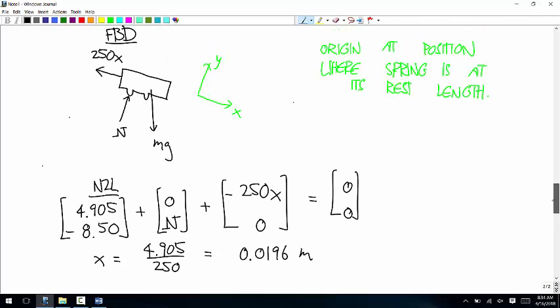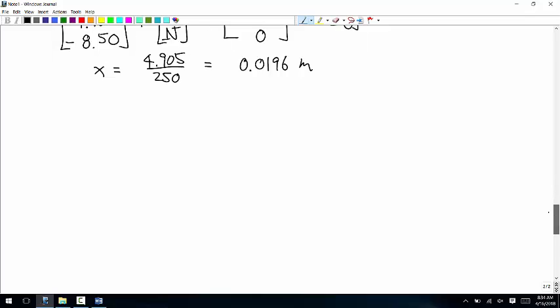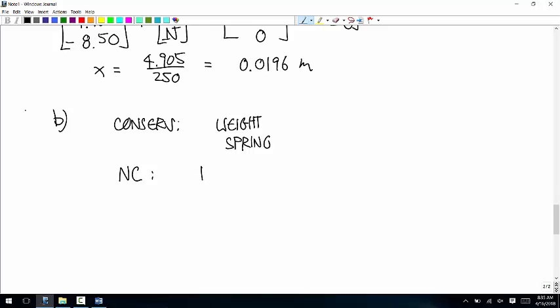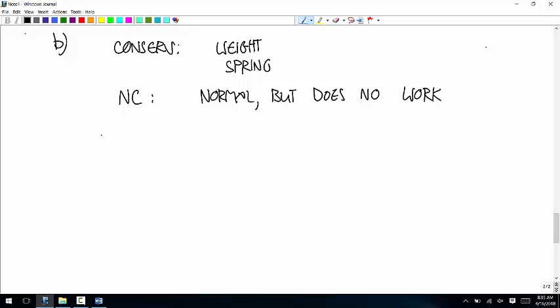If you look at the free body diagram, what conservative forces do we have? And one more this time. Yep, the weight and the spring force. And then do we have any non-conservative forces? The normal, but that one does no work, so we can use conservation of mechanical energy.